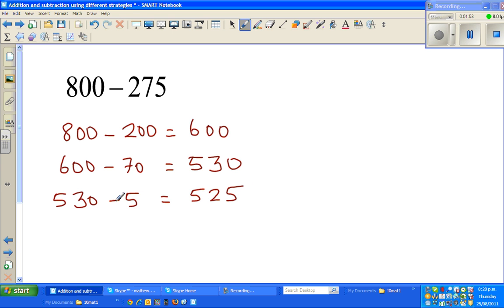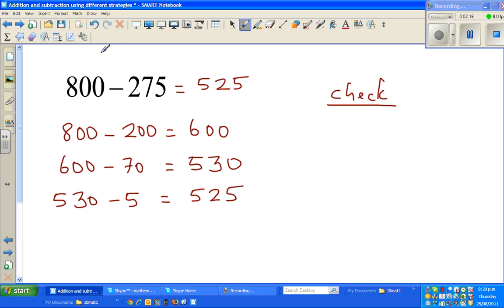525 plus 5 is 530. Now this is how you can check. This is a good way of checking. It's always good to check your answer. So if this is the right answer, so what's the answer that we got? The answer is 525. So if this is the right answer, this plus this should give you 800.